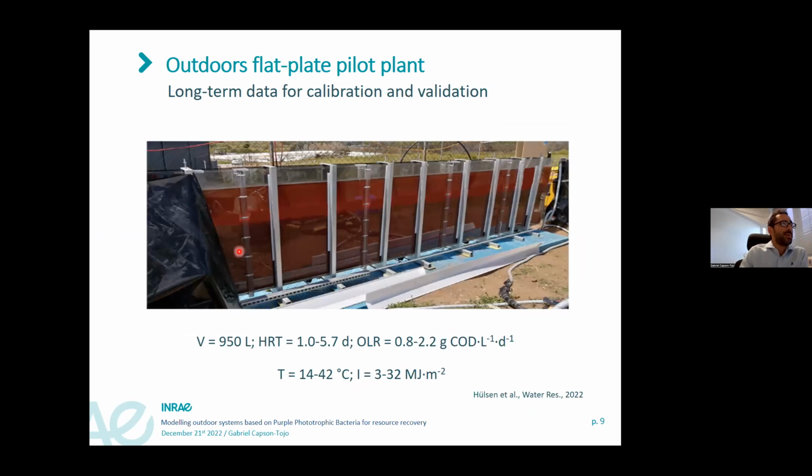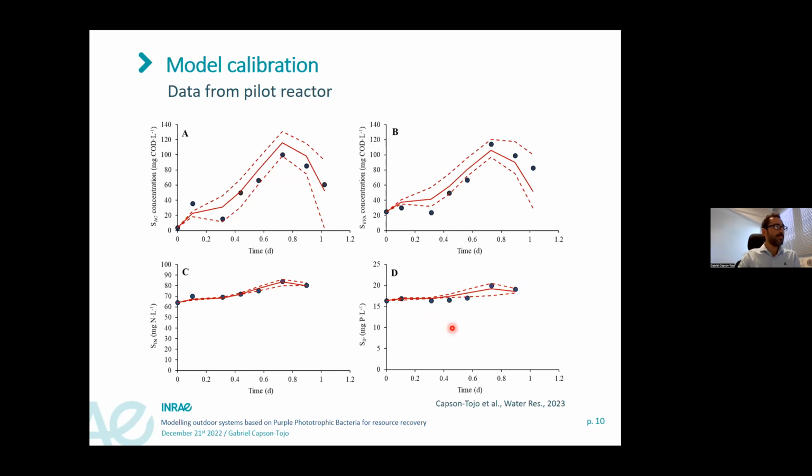So in terms of experimental data, we ran this reactor here, which was a 10-meter reactor with approximately 1 cubic meter in volume at the University of Queensland. And we ran it under different HRTs, OLRs, and very variable temperature and maximum irradiance. And we use this for calibration and validation of our model.